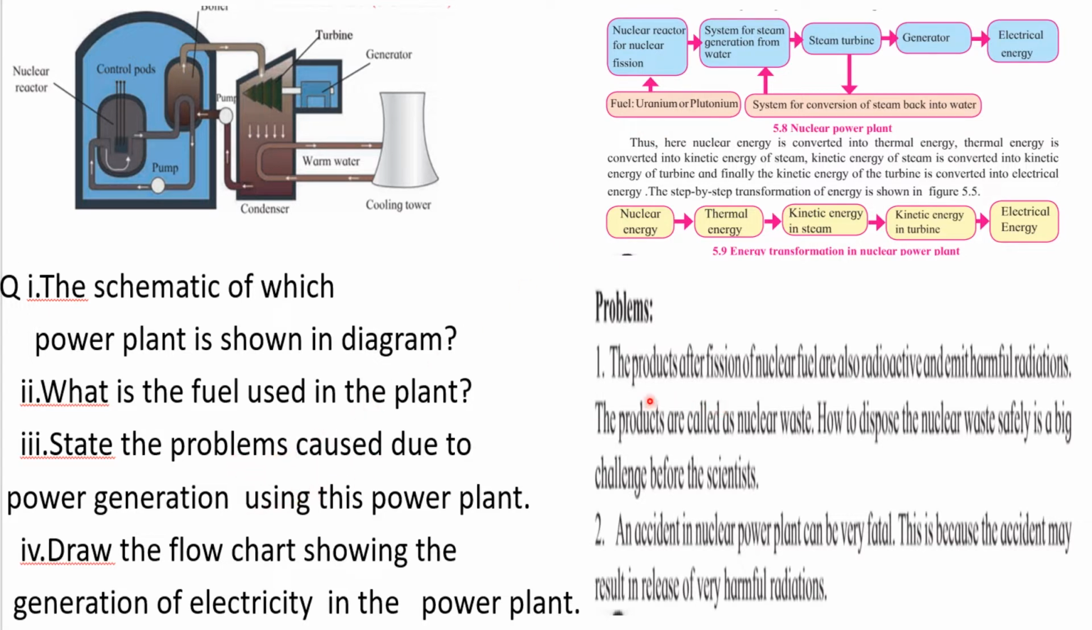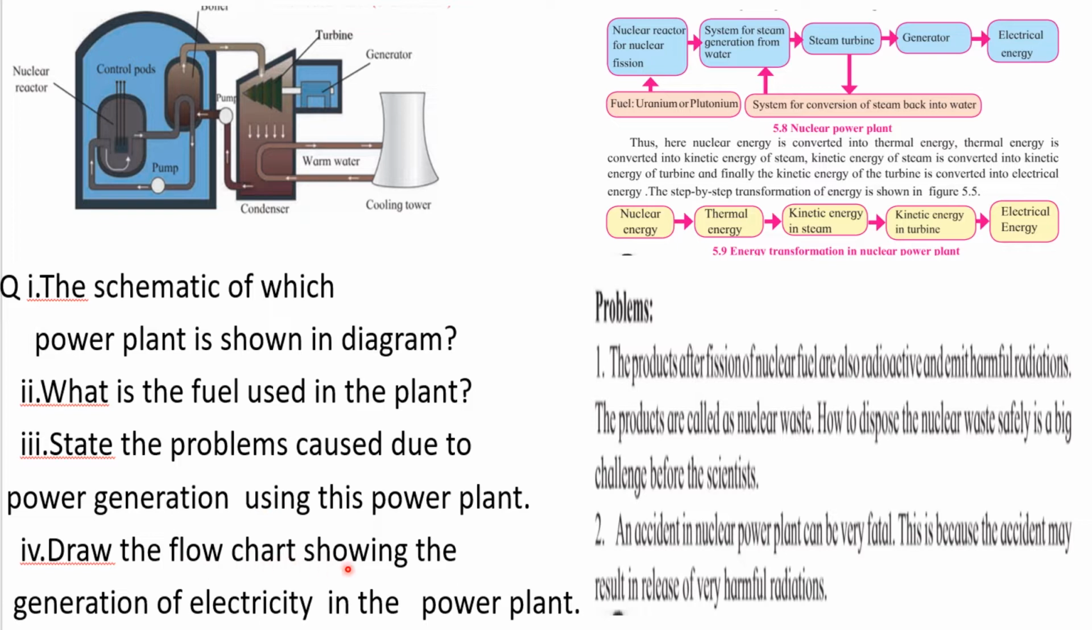State the problem. Here, the products after the fission of the nuclear fuel are also radioactive and emit harmful radiation. The products are called nuclear waste. How to dispose of this nuclear waste is a big challenge before scientists. An accident in the nuclear power plant may be very fatal. This is because an accident may result in the release of very harmful radiation.